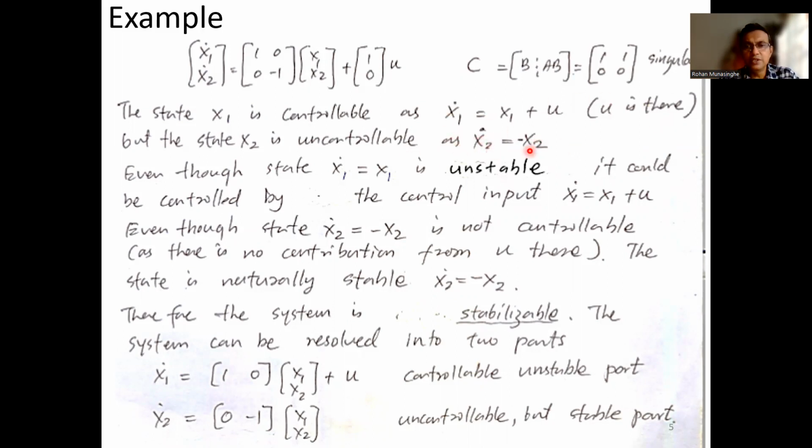But do you see any control signal over here? No. The second state variable is not related to the control signal, right? So we cannot control it, but it controls itself. Therefore, it is stable. So the second state variable is stable, but not controllable. Whereas the first state variable is unstable, but it's controllable.